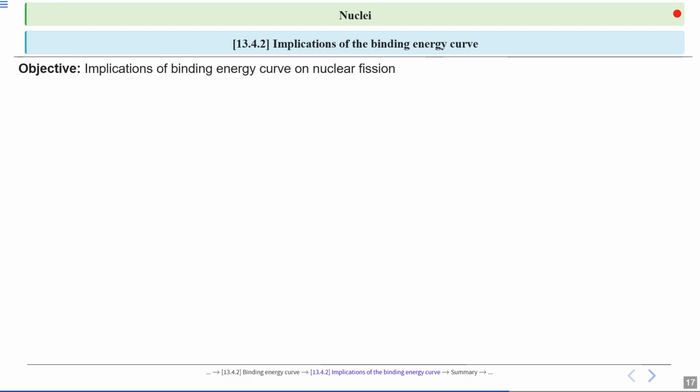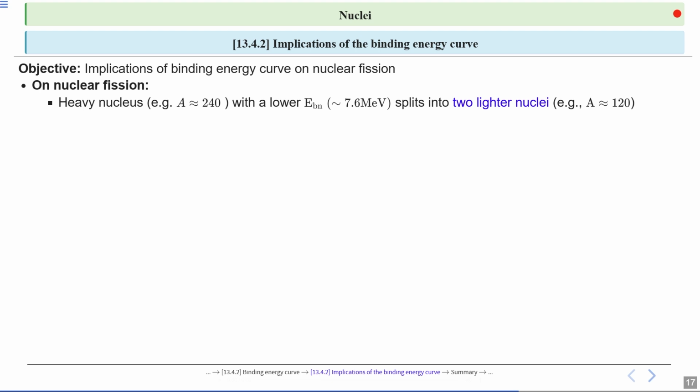Now let's understand what the binding energy curve tells us about nuclear fission. The binding energy curve shows how tightly nucleons, protons and neutrons, are held together in a nucleus. Let's focus on nuclear fission. Fission is the process where a heavy nucleus splits into two smaller nuclei. This is the key process in nuclear reactors and atomic bombs. And it's all about how energy is released when a nucleus breaks apart.